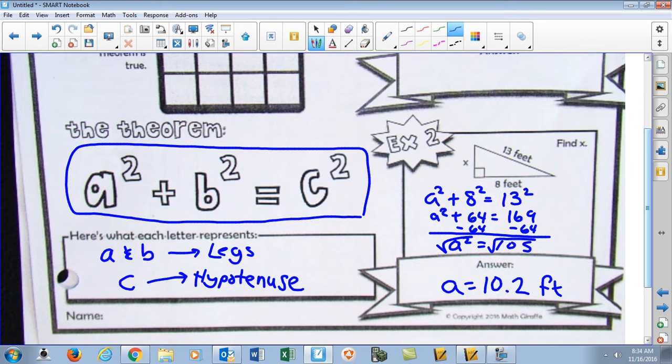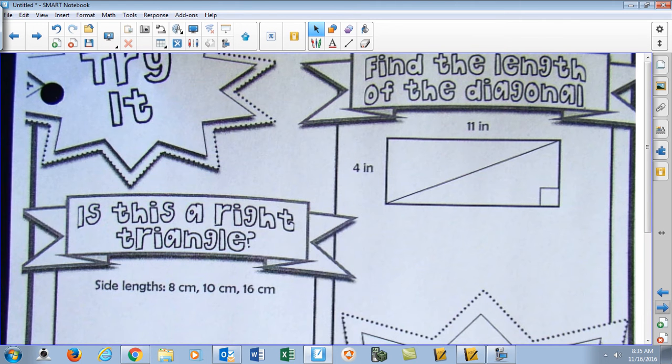So you can see how we can find the hypotenuse, and how we can find a missing leg. All right, let's go to your second sheet, which starts with "Try it" in the upper corner. This is something you can color in on your own time.